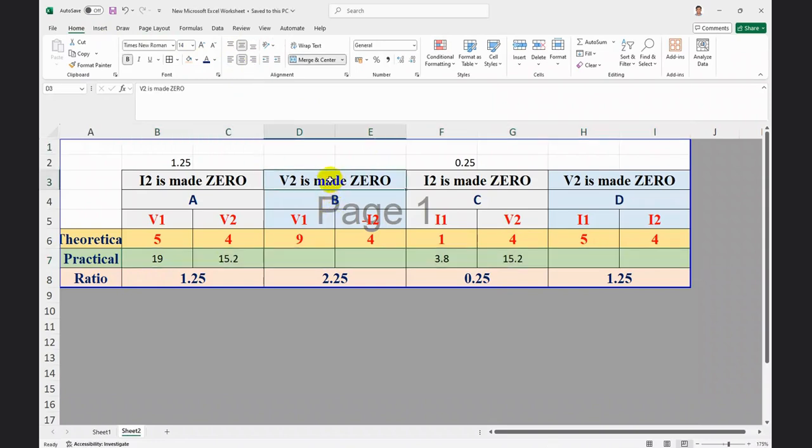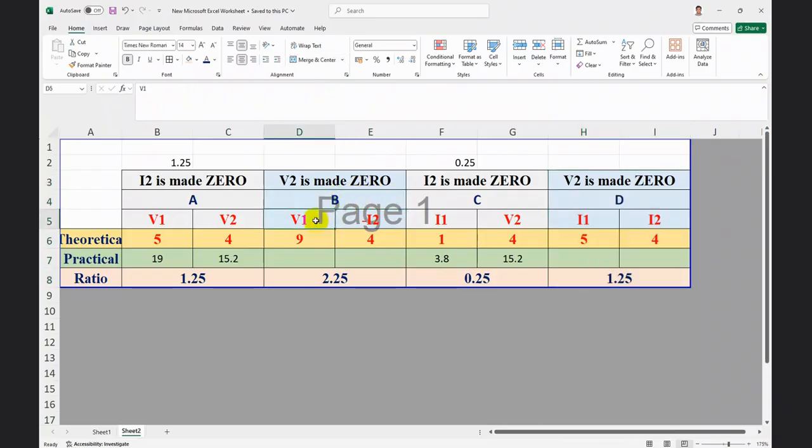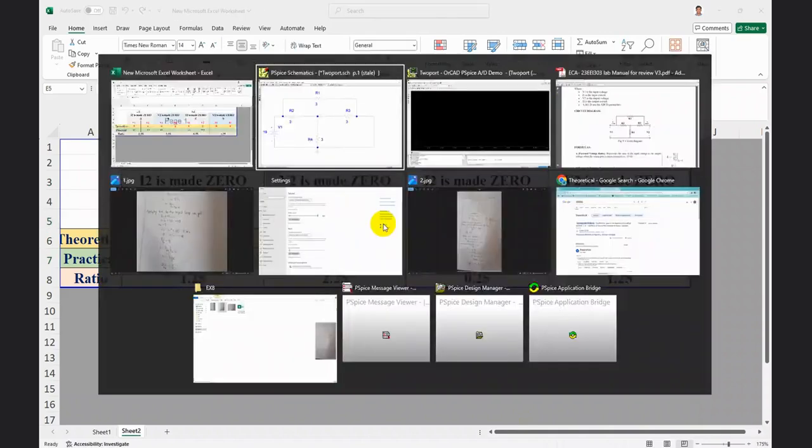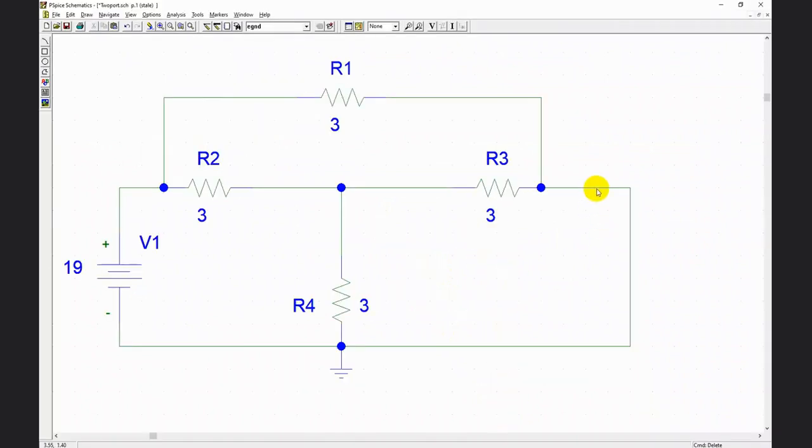Now we have to make V2 0 to find B and D. So how do you make V2 0? By short circuiting it. Okay. So now let's find B. So V1 and I2. Okay. So V1 we know, we have connected it. So this is 19. So we have to find I2. Now where is I2? In this direction, right? Now I cannot place the current marker here because it will give an error.